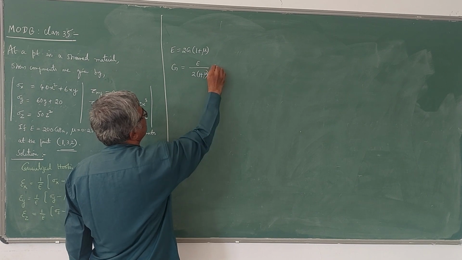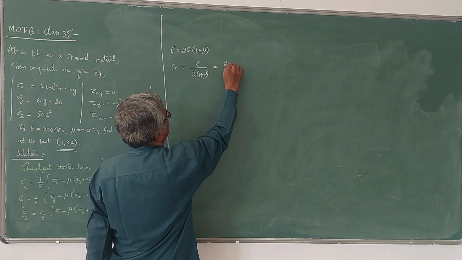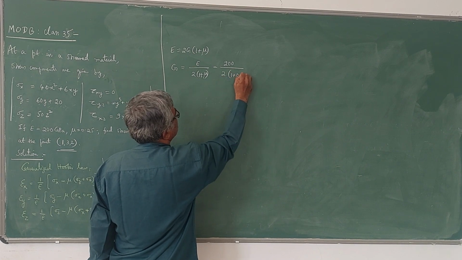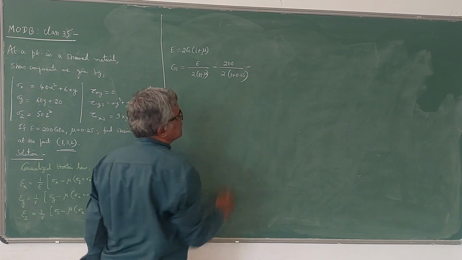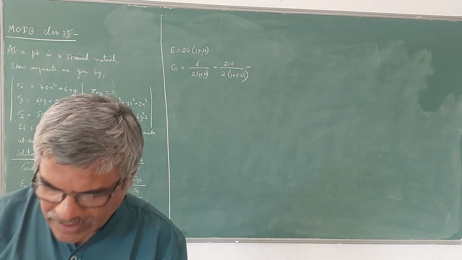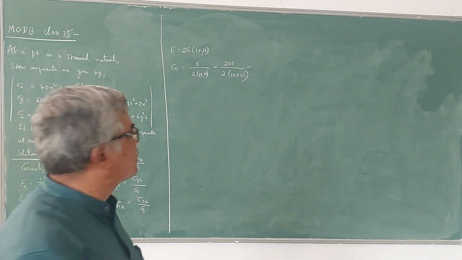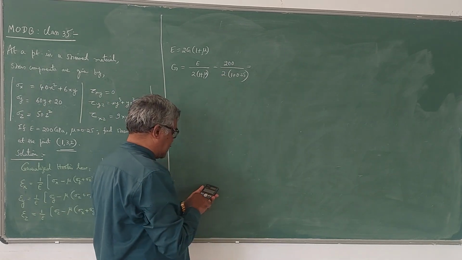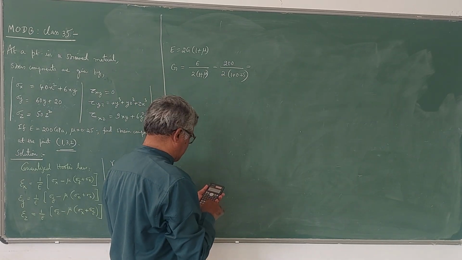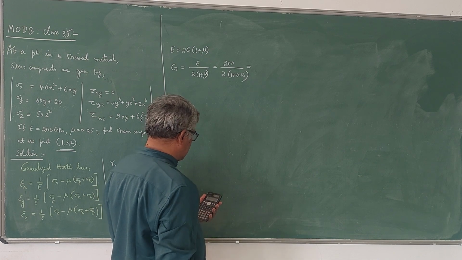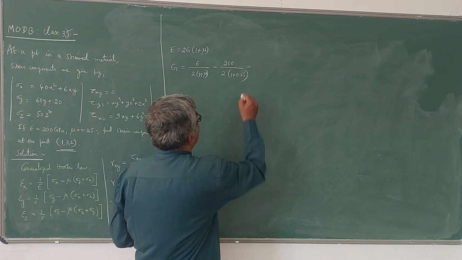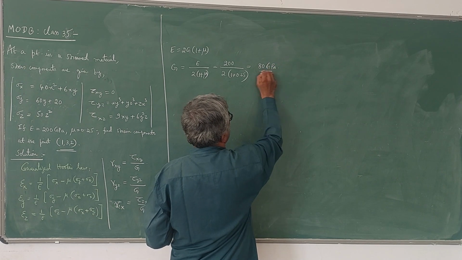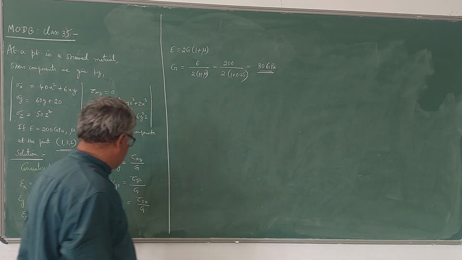Let us calculate this value. E he has given as 200 GPa, divided by 2 into 1 plus mu, which is 0.25. Now let us simplify this and get the value of rigidity modulus or shear modulus. 200 by 2 is 100. 100 divided by 1.25 comes down to 80. 80 GPa is the value of G. So wherever G is there, you can put 80 GPa.